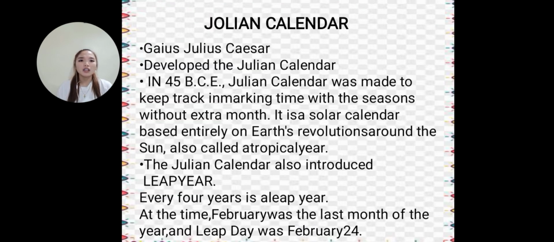Julius Caesar developed the Julian Calendar in 45 BCE. The Julian Calendar was made to keep track and mark time without an extra month. It is the solar calendar based entirely on the Earth's revolution around the sun, also called the tropical year. The Julian calendar also introduced the leap year. Every 4 years is a leap year. At the time, February was the last month of the year, and the leap day was February 24.